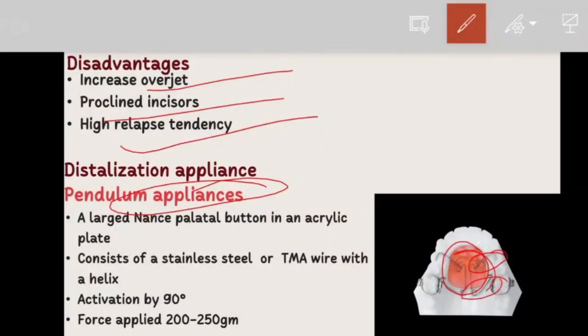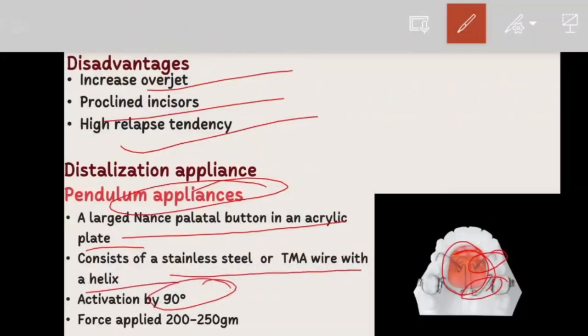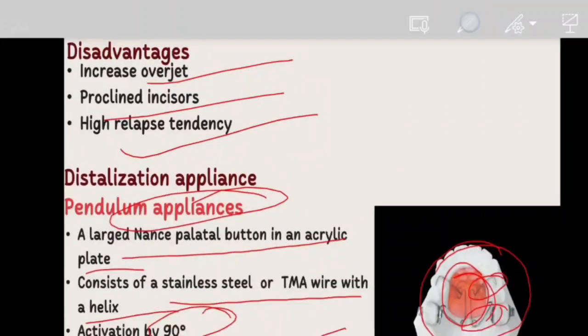So here the force is 200 to 250 gram. Okay, so a large Nance palatal button in an acrylic plate. It consists of a stainless steel or a TMA wire with a helix, and the activation by the 90-degree force applies 200 to 250 gram. Okay, so this shows the Nance. This shows the palatal button with the spring. So this is a pendulum appliance.